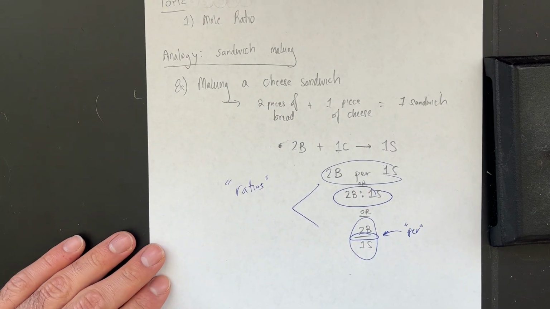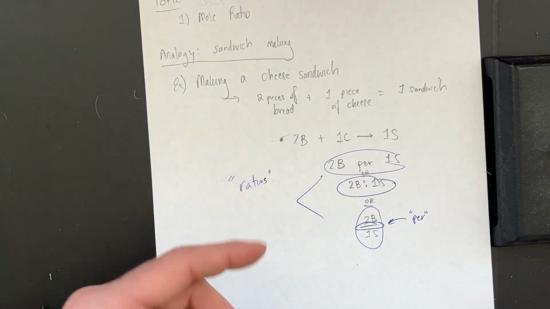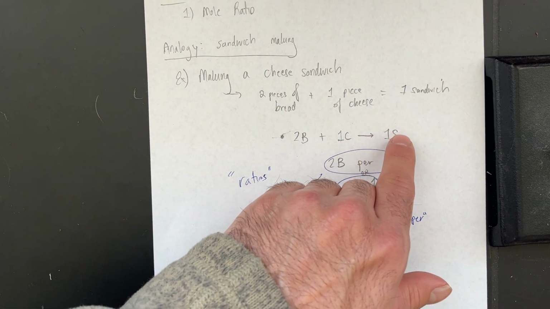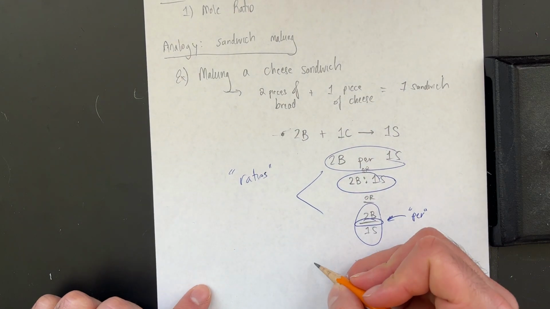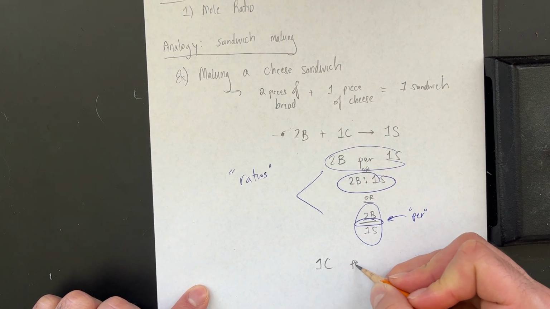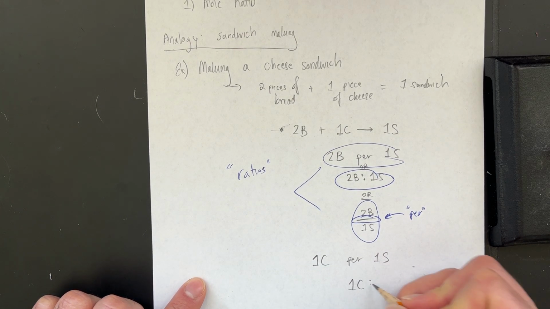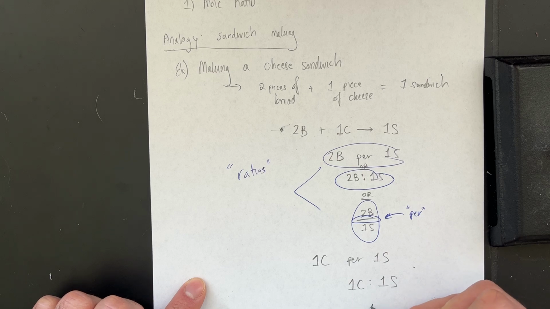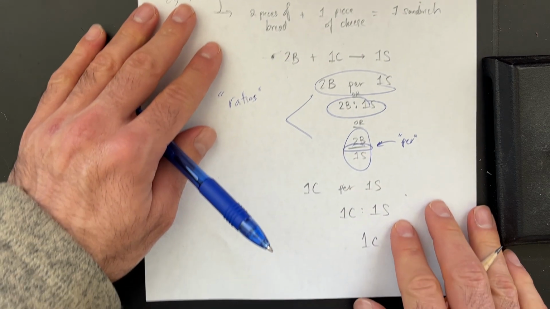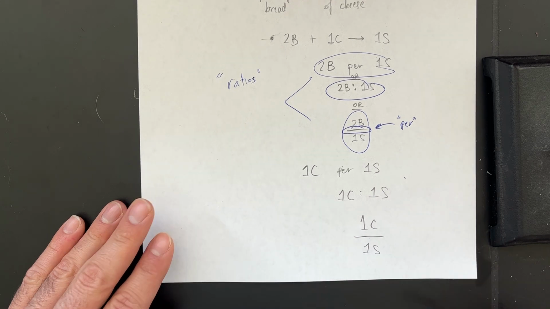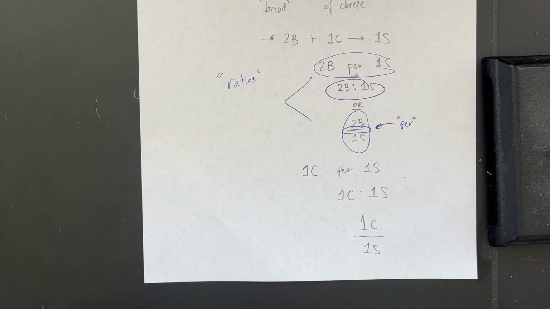Now, that's one of the ratios present here, 2 breads per 1 sandwich, but another ratio is 1 cheese per 1 sandwich. For every 1 sandwich, we need 1 piece of cheese, 1 cheese per 1 sandwich, or again, we could write it like this. These are ratios in our everyday life, in cooking and baking. You know that ratios show the quantitative relationship between ingredients. And so we understand that.